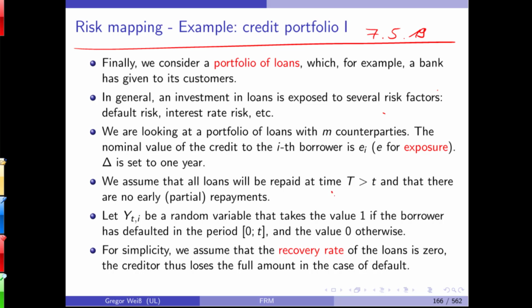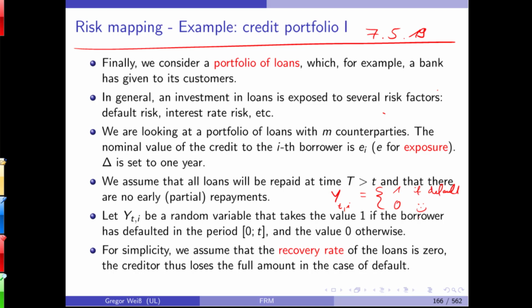Y_T^i is a dummy variable. So 1 if default, 0 otherwise. It's a dummy variable because it can only take the values 1 and 0. Sometimes we also call this an indicator variable. This variable indicates whether loan i has defaulted in the period between 0, now, and a future point T. That's a default indicator variable.